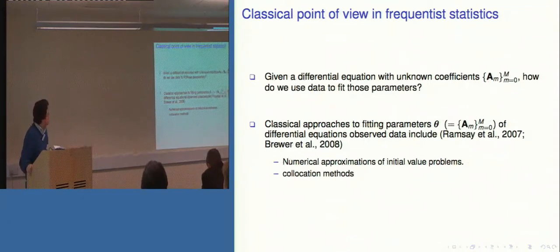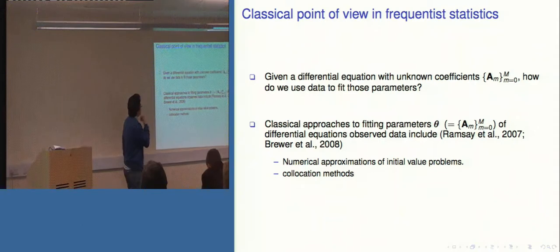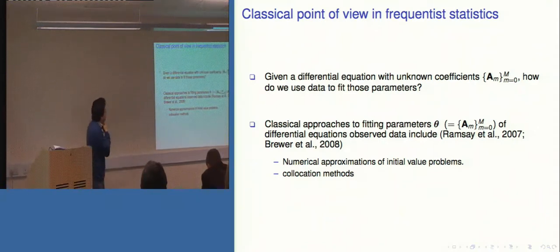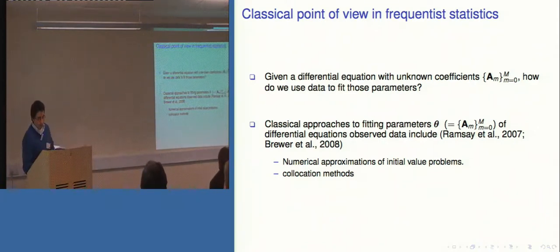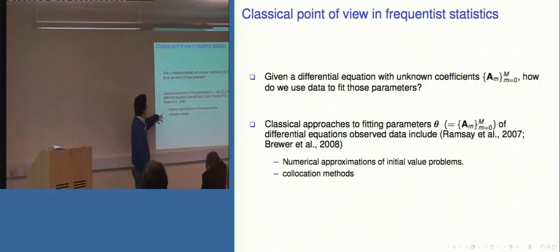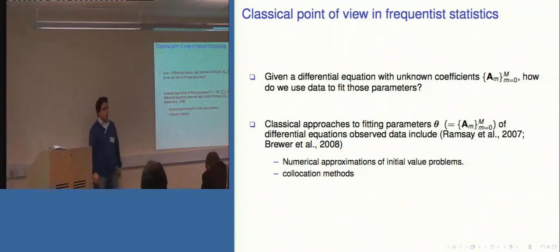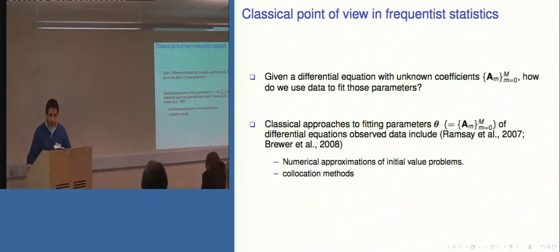So as I said before, given a differential equation with unknown coefficients, how do we use data to fit those parameters? And some classical approaches to fitting those parameters are numerical approximations of initial value problems and collocation methods, just to name a few. So in these two references, you can find some other methods to do that.